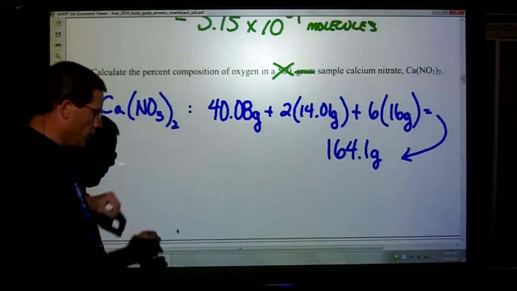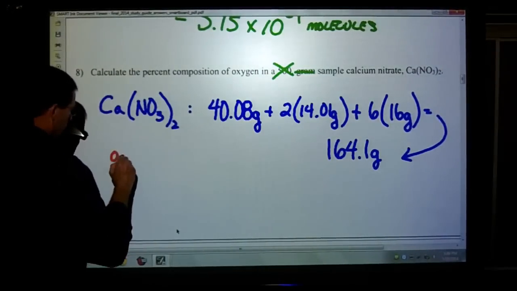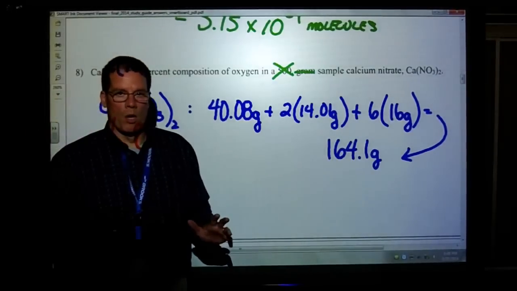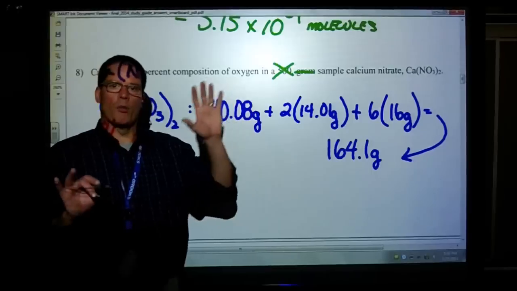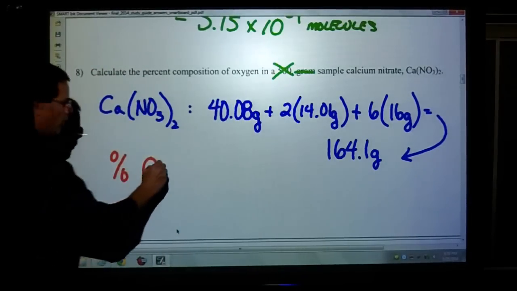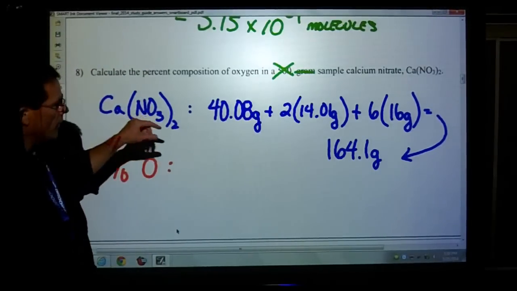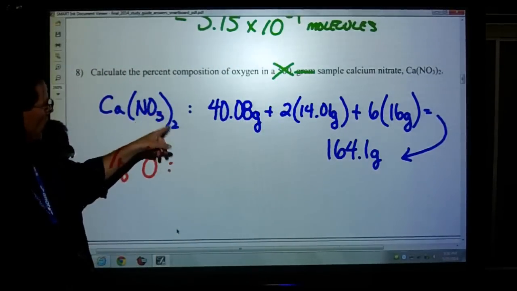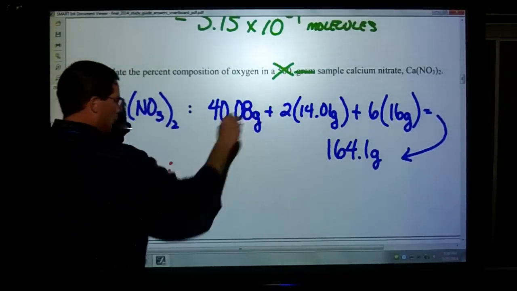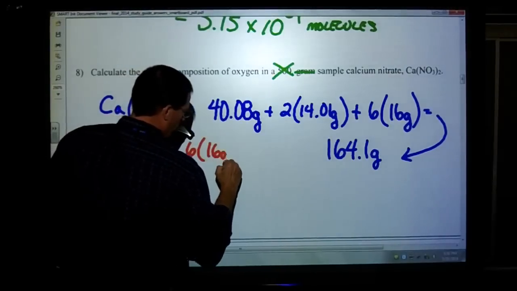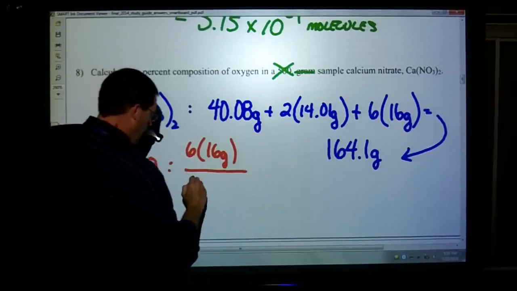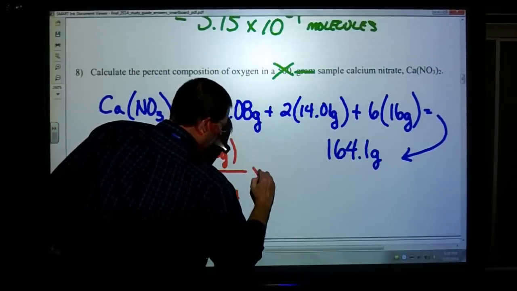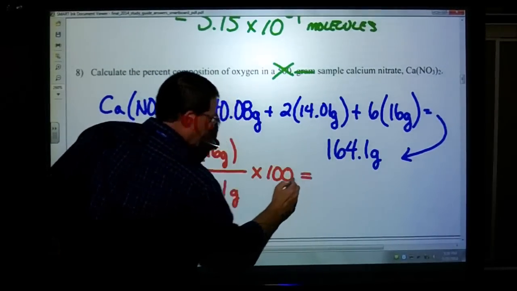All right, so now to find the percent of our oxygen, oxygen in a compound is just O. Don't sit here and say, oh, it's the oxygen. No, it's not the oxygen in the air. It's just the percent of oxygen. So we want to find out which of these masses represents the oxygen. Well, we have 6 times our oxygen. So really, it's 6 times 16 divided by the total mass, which is 164.1 grams. And then we would multiply that by 100 to get our percent.